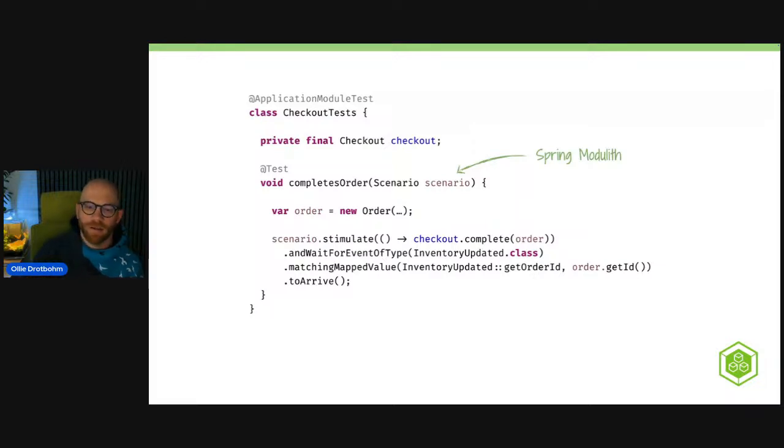Either by triggering a method on its API, like with the checkout.complete invocation here, or there's an alternative overload of stimulate where you can just publish an event, and then see the module react to that. And then there is, as you see here, some API or DSL to set up the expectations. And that will automatically deal with all the asynchronicity right here, right?